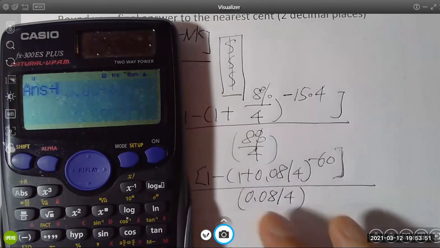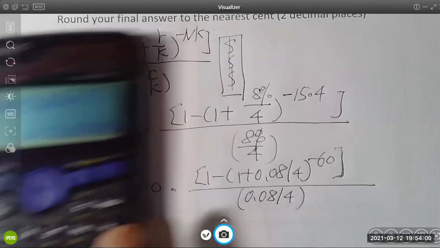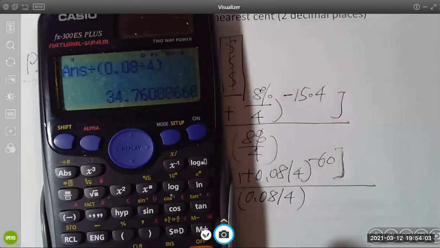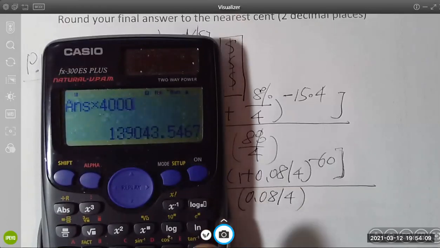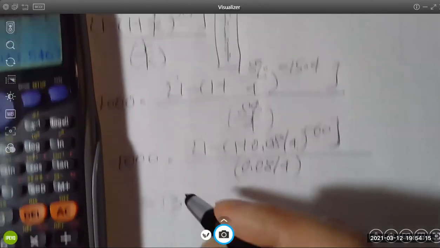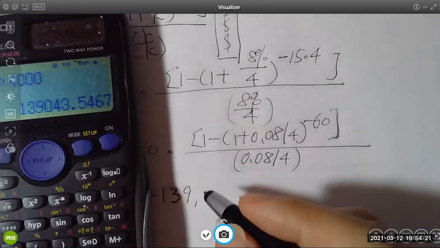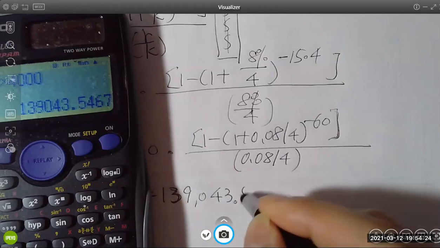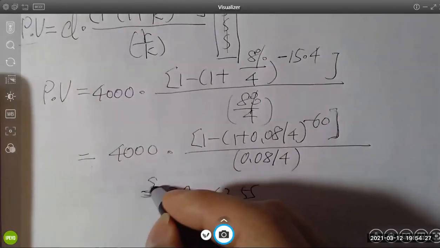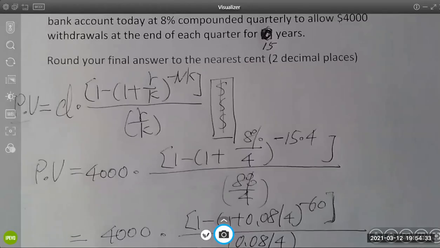And divided by this part on the bottom, parentheses 0.08 over 4 equals, and this number is going to be multiplied by 4,000. So multiply by 4,000. See, I don't write anything in the middle to avoid rounding error. So that's what we have: 139,043.55. So what does this mean? This whole thing means that, let me zoom out a little bit.